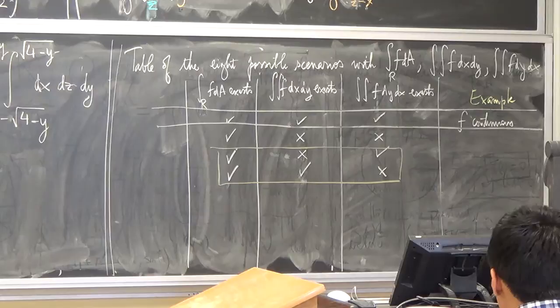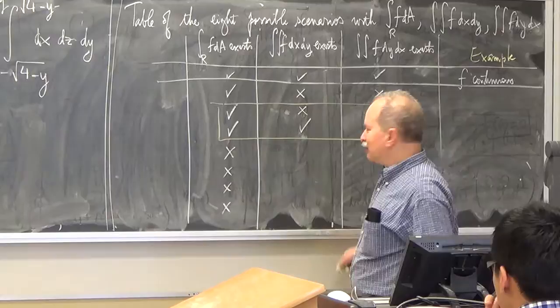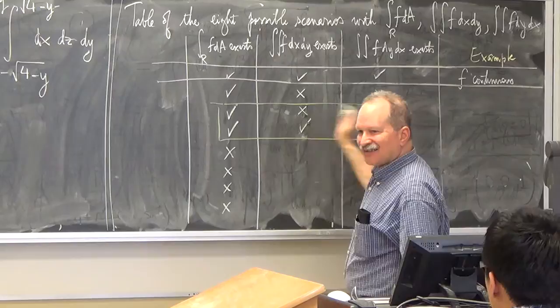All right, so these are the four cases where this exists. Now we need four x's. How are the two in yellow the same? Because I'm saying whatever works, just switch x and y. Oh, okay. To go from one to the other.